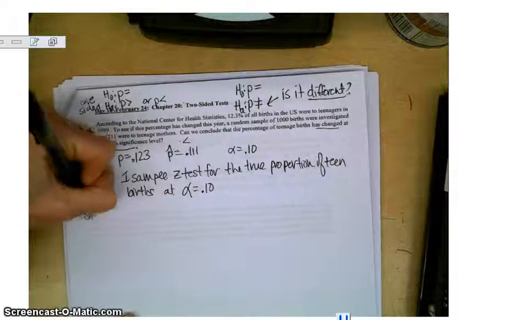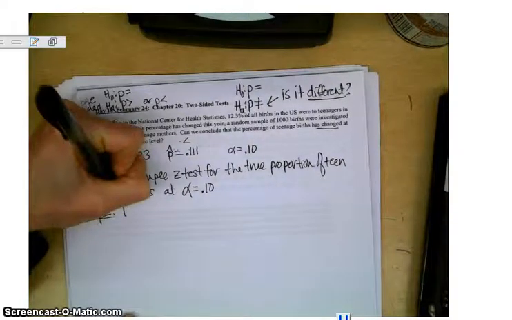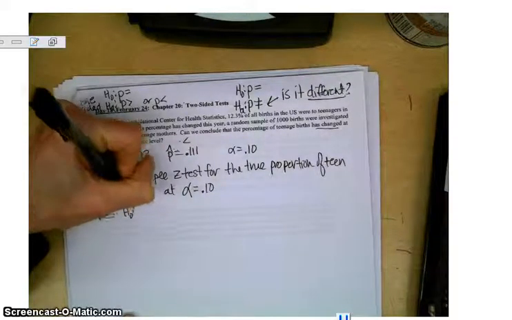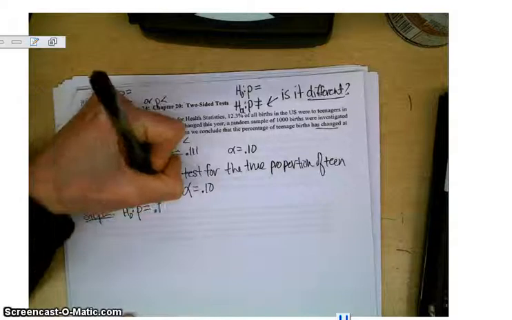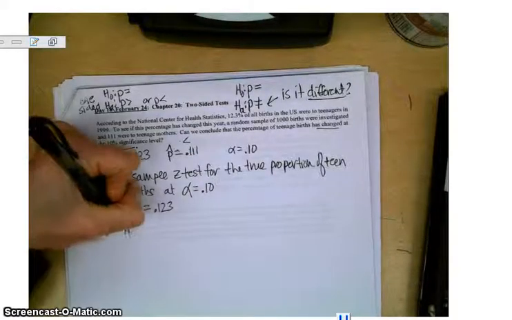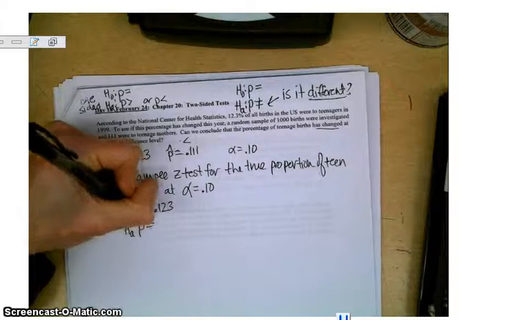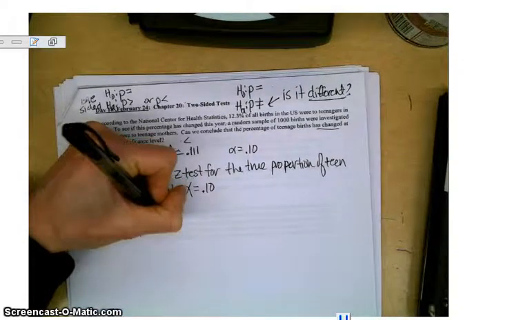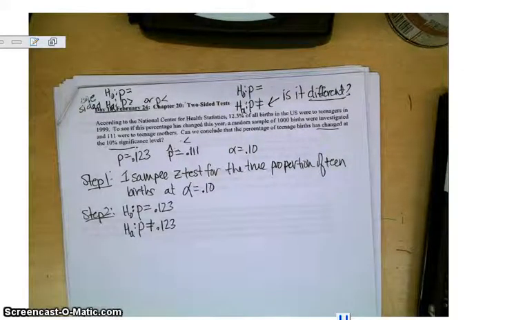So now step two is our null hypothesis, which would say that the true proportion is 12.3, that it hasn't changed. The alternative hypothesis is that it is not 0.123. It is different. It has changed. It doesn't say go up or down.